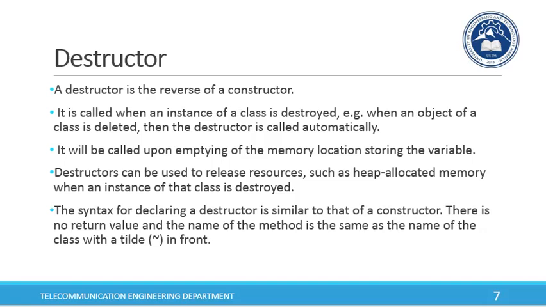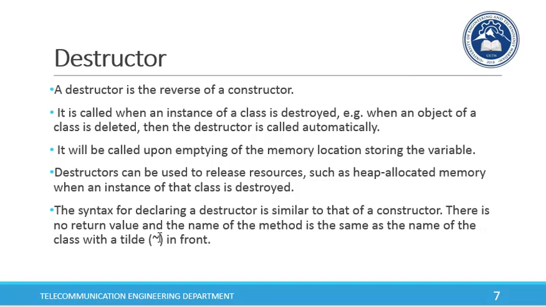The syntax for declaring a destructor is similar to that of a constructor, meaning it will have the same name as the class. You will give it to a destructor just like a constructor, but you will add a tilde sign in front of the name of the destructor. There is no return value. There is also no return value in the destructor, and the name of the method is the same as the name of the class. Meaning you will give the name of the class to the constructor and destructor.